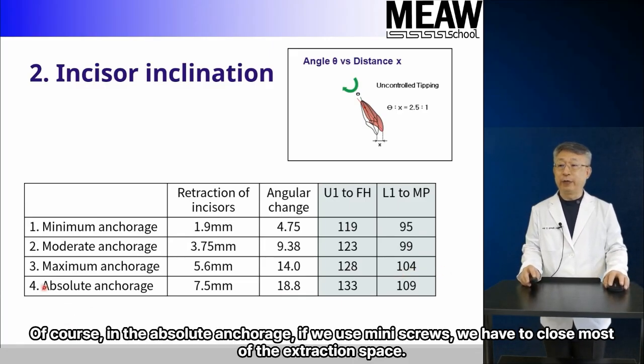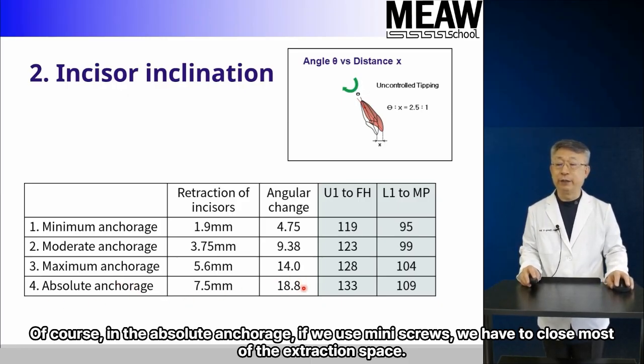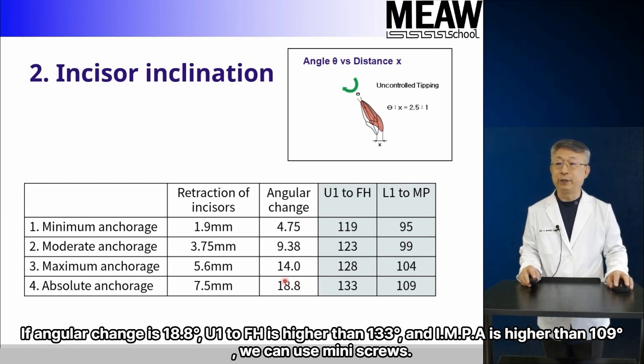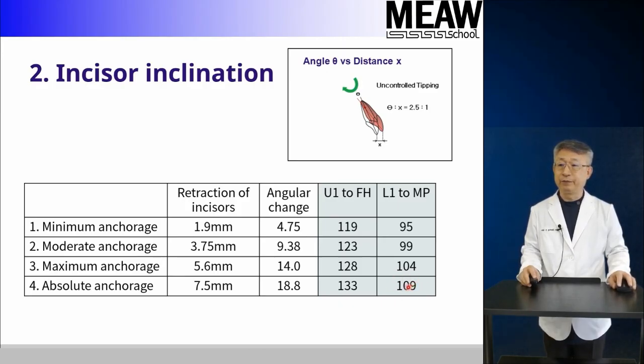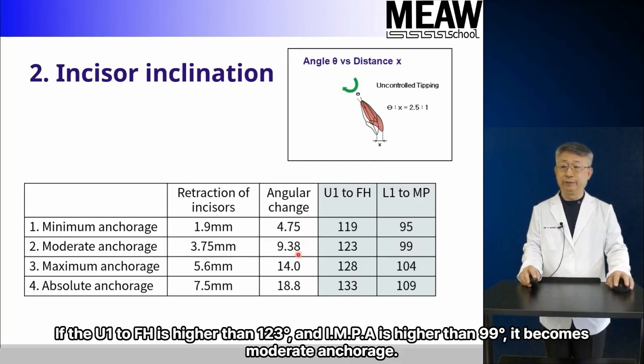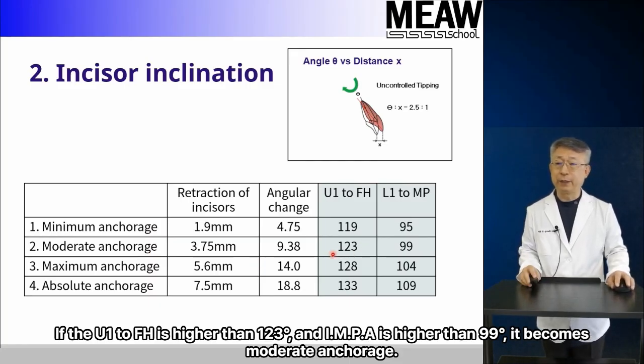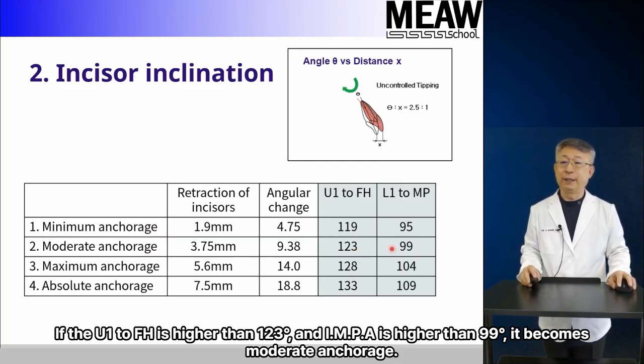Of course, in the absolute anchorage, if we use mini screws, we have to close most of the extraction space. If angular change is 18.8, U1 to FH is higher than 133, and IMPA is higher than 109, we can use mini screws. If the U1 to FH is higher than 123 and IMPA is higher than 99, it becomes moderate anchorage.